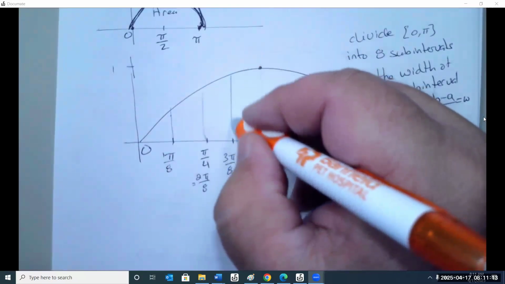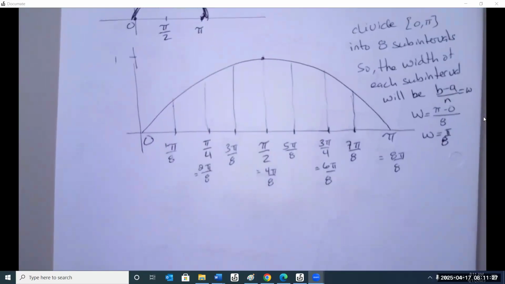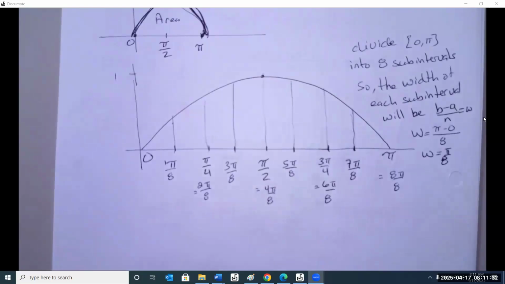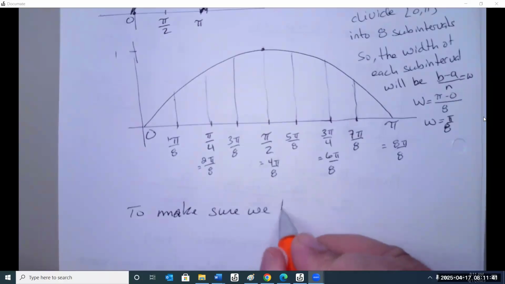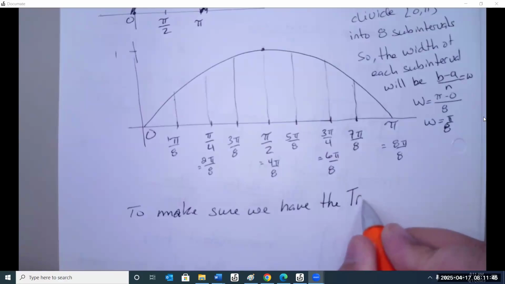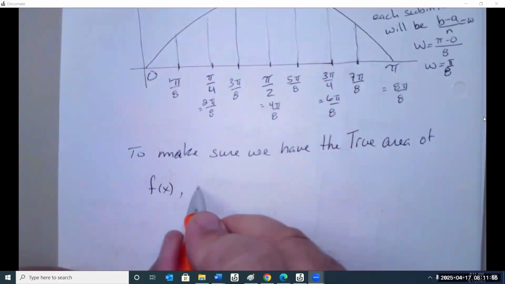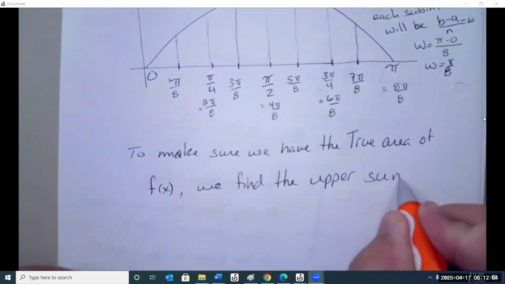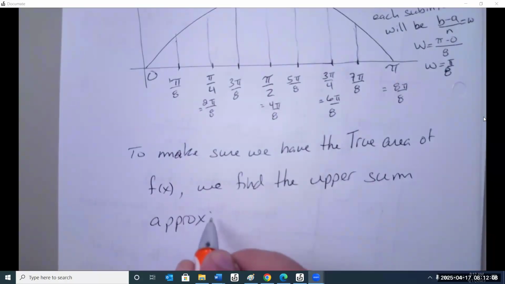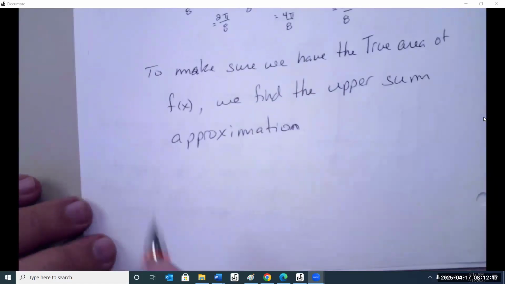So now we have this region broken up into smaller pieces. To make sure that we have the true area of f of x, we find the upper sum approximation. Okay, now remember what we talked about last time. Review.